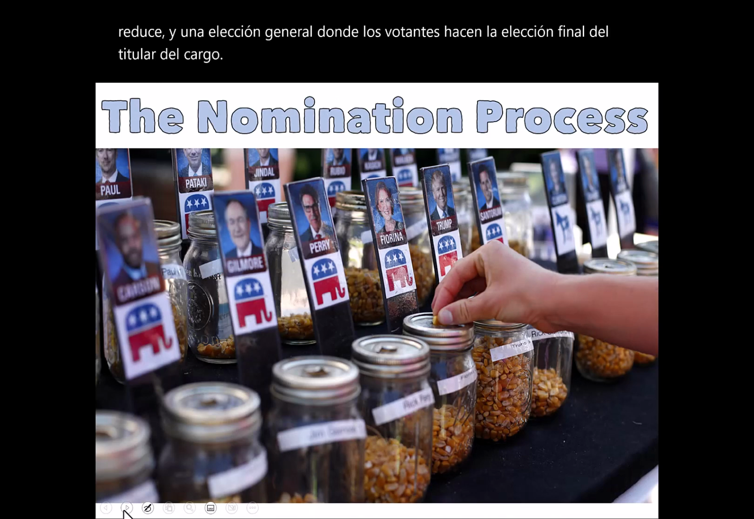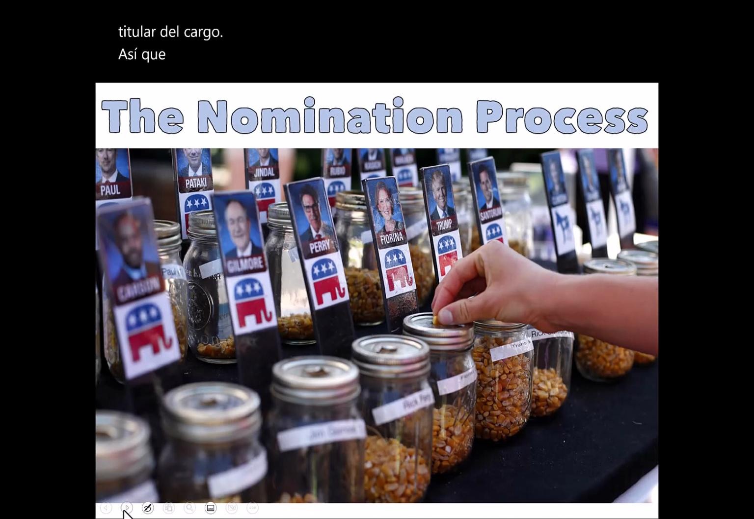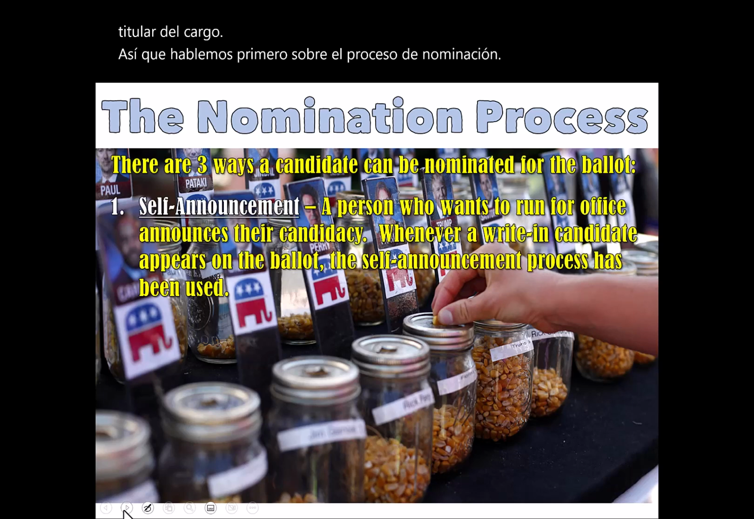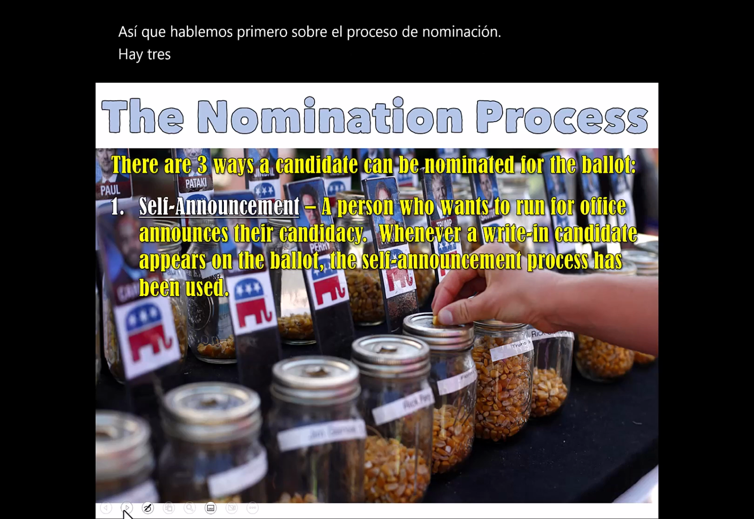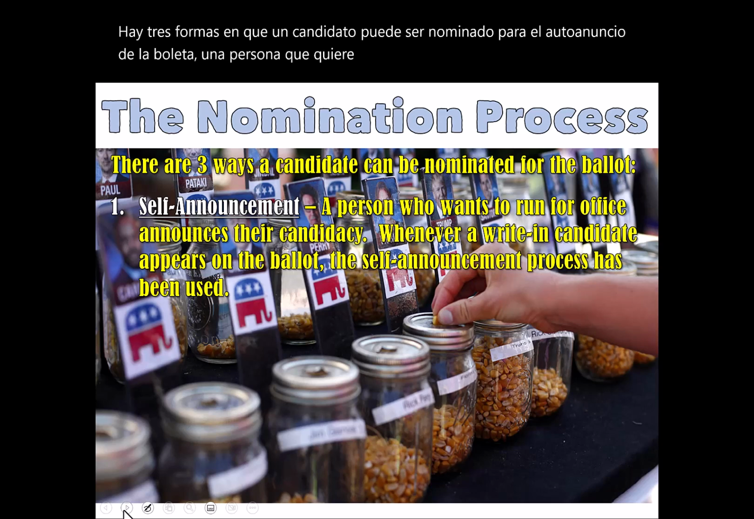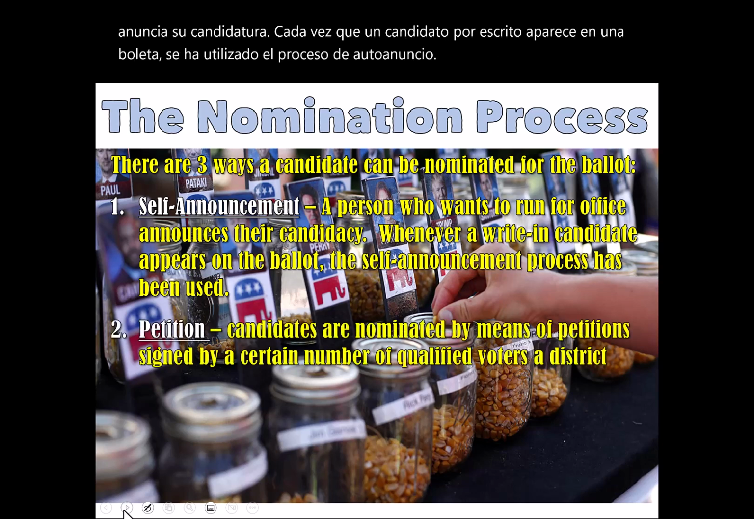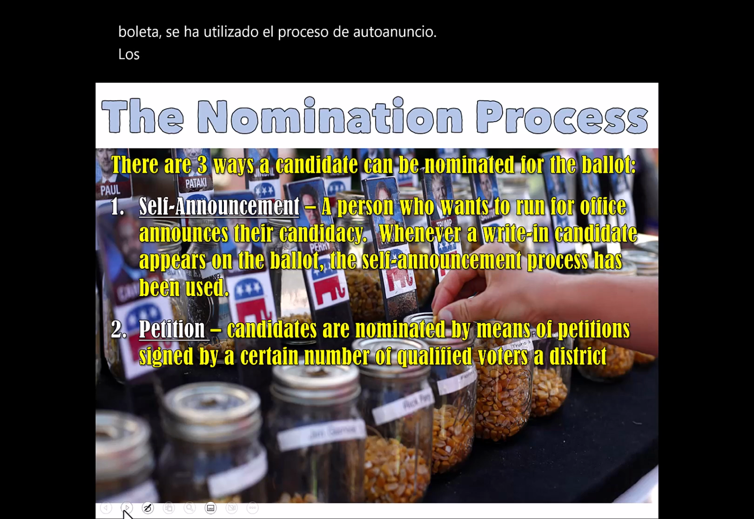So let's first talk about the nomination process. There are three ways a candidate can be nominated for the ballot. Self-announcement. A person who wants to run for office announces their candidacy. Whenever a write-in candidate appears on a ballot, the self-announcement process has been used. Petition. Candidates are nominated by means of petition signed by a certain number of qualified voters in a district.